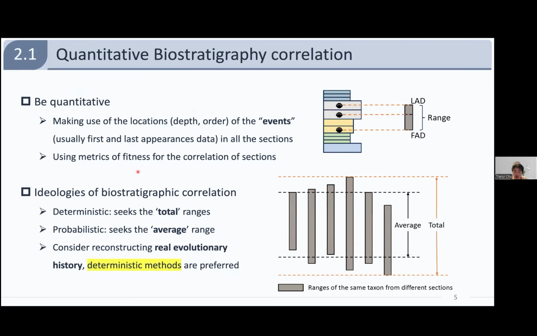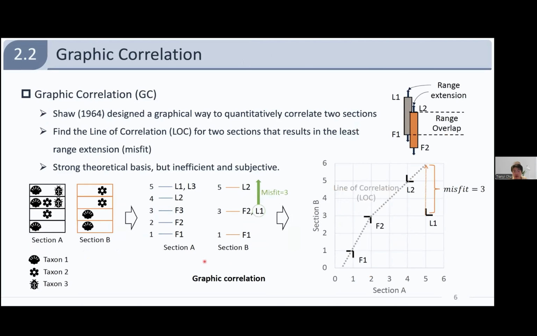Given the limitations of traditional biozones, it's important to take a more quantitative approach by recording the first and last appearances of taxa across multiple sections. We can build more objective correlations. While probabilistic methods estimate the average ranges, the deterministic approaches aim to reconstruct the full evolutionary signal. And if our goal is to capture real evolutionary history, deterministic methods offer a more robust framework.